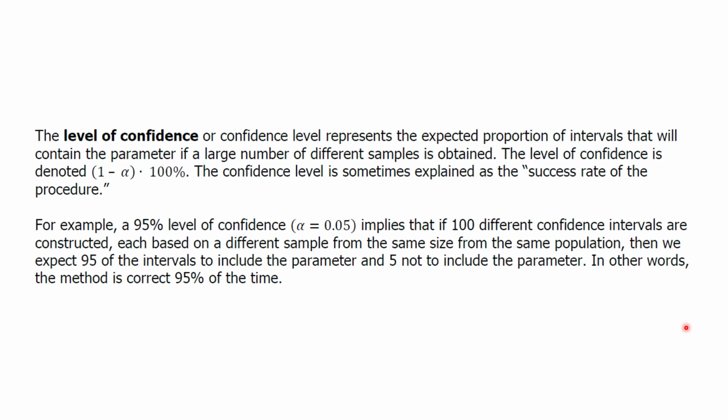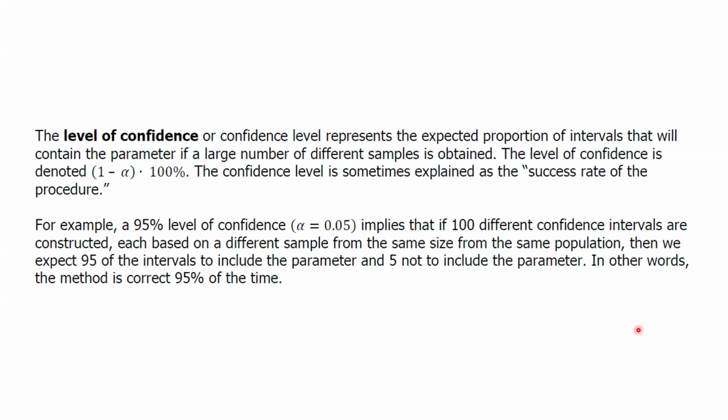Well, let's say, for example, a 95% level of confidence, which is where alpha equals 0.05, implies that if 100 different confidence intervals are constructed, each based on a different sample of the same size from the same population, then we can expect 95 of the intervals to include the parameter and 5 not to include the parameter. In other words, the method is correct 95% of the time.